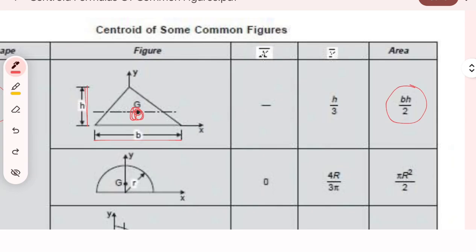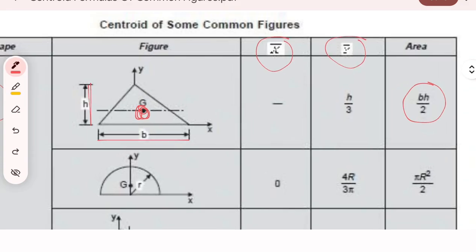The centroid can be x bar or y bar. So x bar is along the x-axis, and it's actually 0, right? Because it's right over there. So that's the location of the x. It's actually 0. The y bar is height over 3, which is actually this length over here. This is h over 3. So it is h over 3 from the horizontal. That is the location of the centroid.